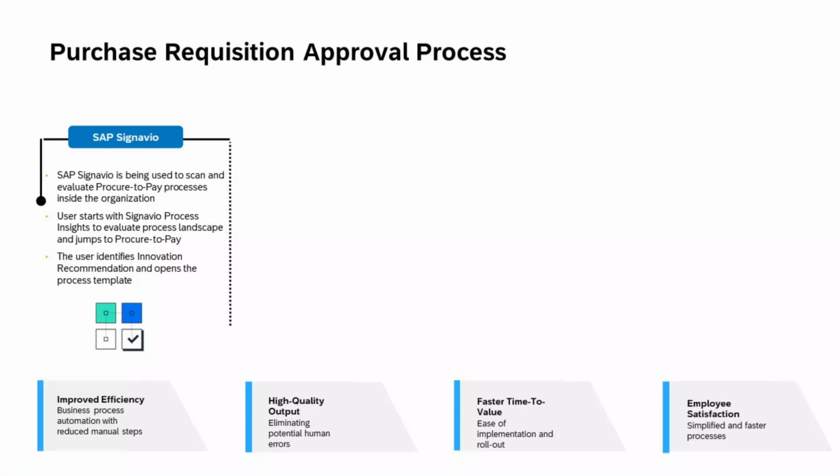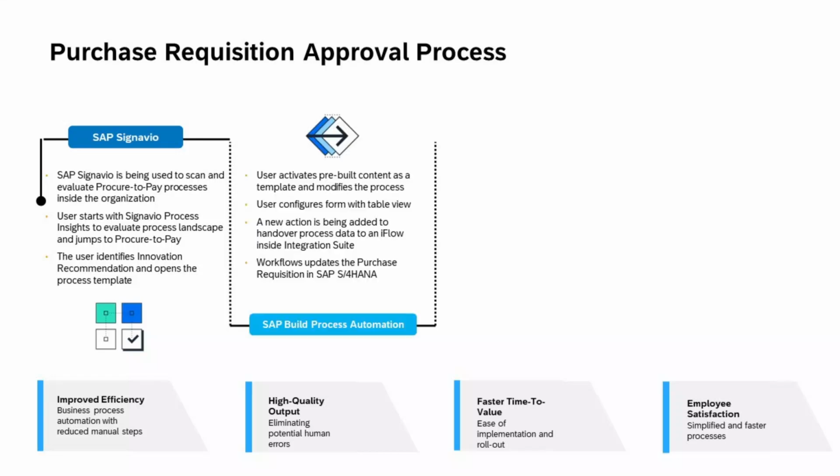As always, we start the scenario with SAP Signavio, which allows us to evaluate procure-to-pay processes. In particular, we leverage Signavio Process Insights to identify inefficiencies and bottlenecks and retrieve recommendations for pre-built content, which is either available in SAP S/4HANA or the SAP Build store.